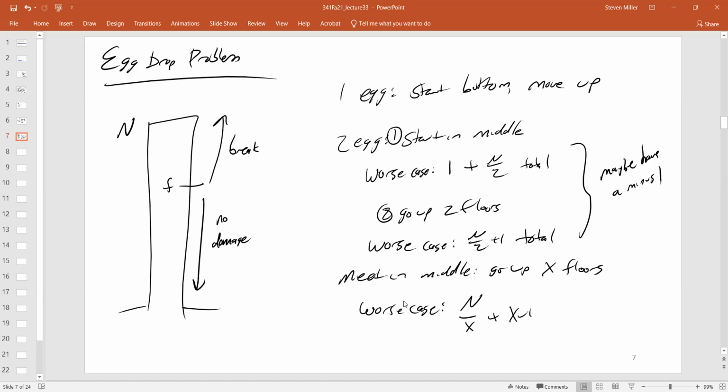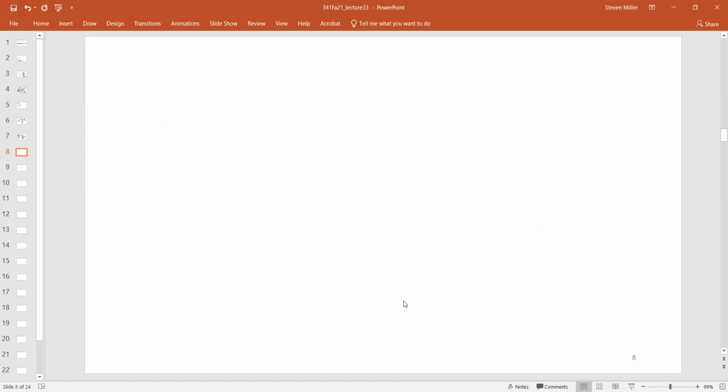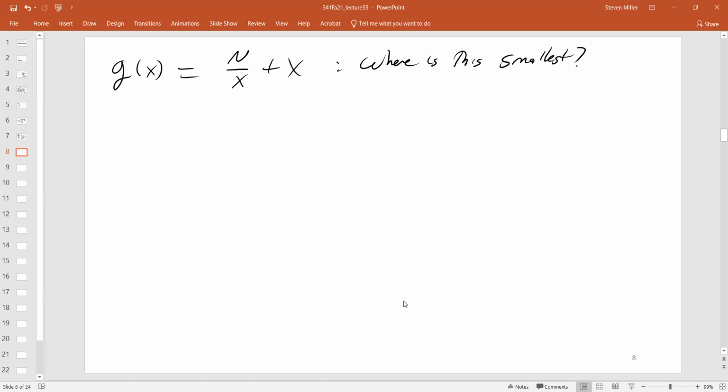We did the extreme when x equals n halves, and we did the extreme when x equals 2. Let's look at the function. I don't want to use f because we're using it before. Let's look at the function g of x is n over x plus x. Where is this smallest? How do we find where this is smallest?